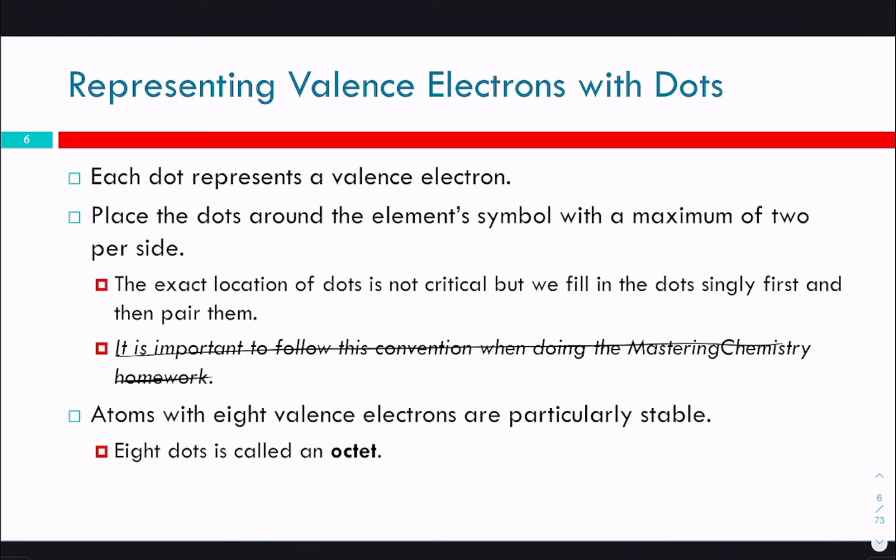Atoms with 8 valence electrons are particularly stable. Again, when we're talking about electron configurations, we can use this fact that 8 valence electrons is particularly stable to predict why groups 1 and 2 form +1 and +2 charges, because they want to lose electrons, and then why groups 6A and 5A want to be 2- and 3-. So those 8 dots is called an octet. Oct being the prefix for 8.